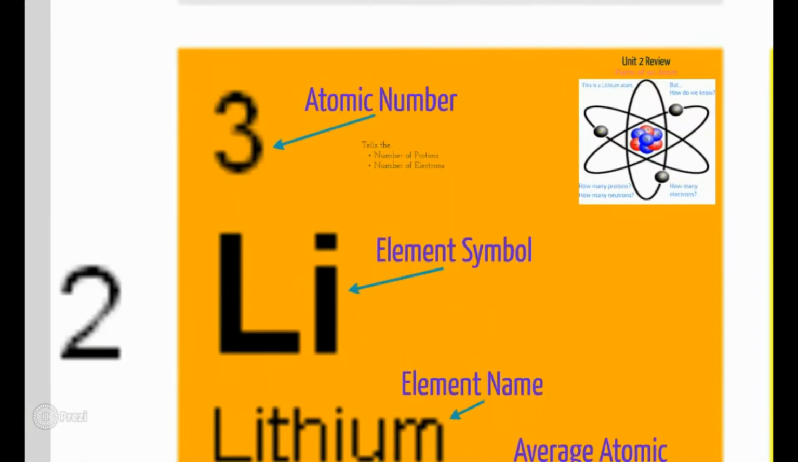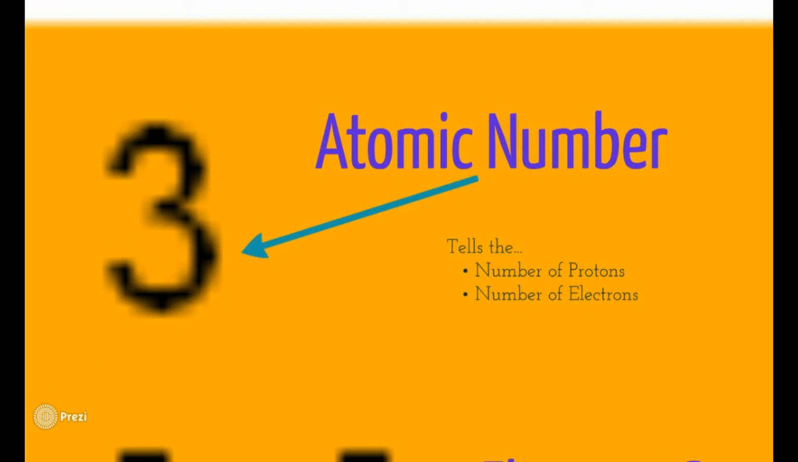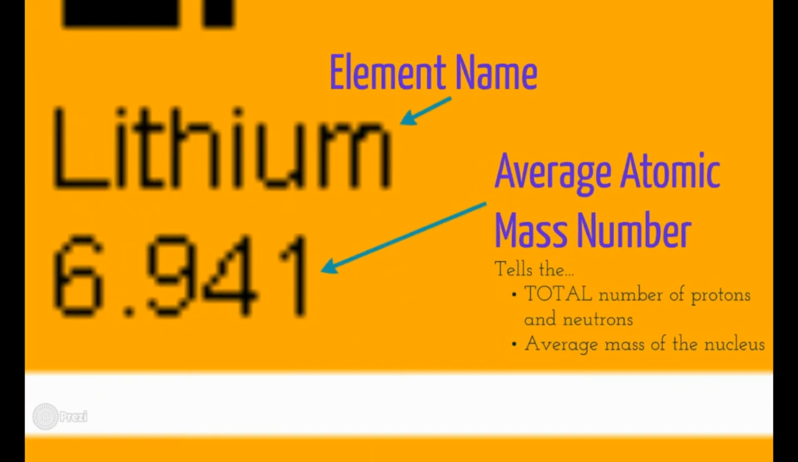And a quick review on that is the atomic number tells you in a neutral atom, neutral, sounds like a test question, in a neutral atom, the number of protons and electrons are the same. It's the same as the atomic number, only in a neutral atom. If it's an ion, it's going to be different. The average mass number that we're looking at tells you the total number of protons and neutrons. It's the average mass of the nucleus.